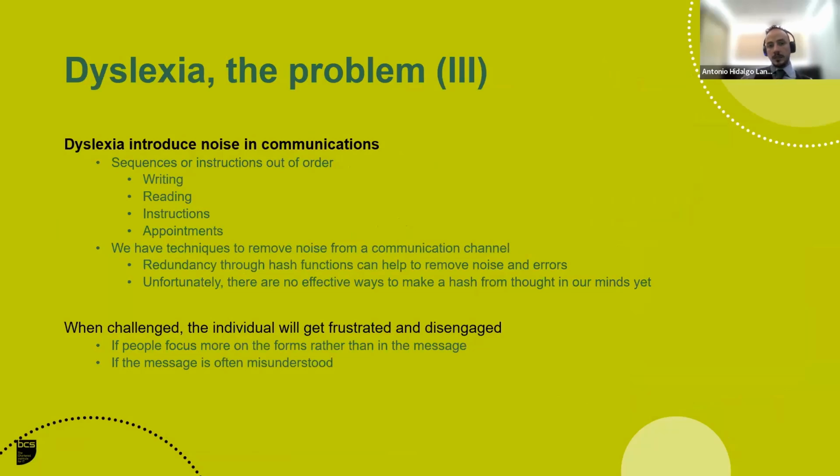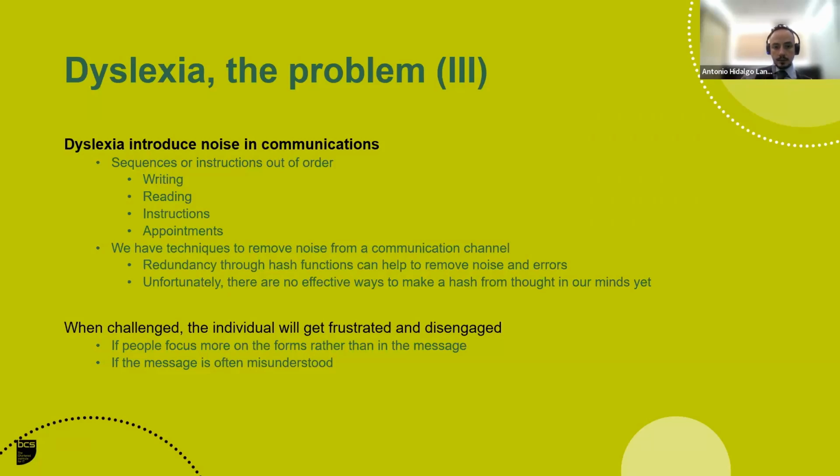Here I was discussing, and probably I will bring this together. When you are working in the workspace, it can introduce noise in the communication, and that can cause problems when, as we were saying, writing, reading instructions, appointments. In computer science, we have techniques to remove noise from the channel. We can use redundancy, and we can use hashing to help improve noise and errors. However, this has a limitation. This works quite well with, for example, a spell checker. We run the spell check, and we normally can remove most of these errors.